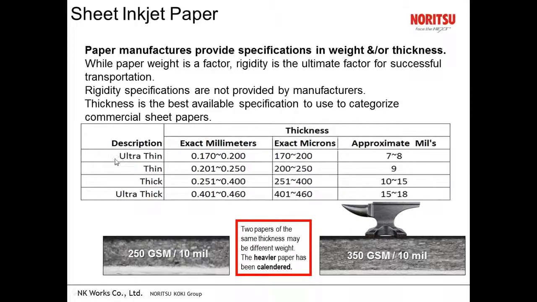Noritsu uses the terms ultra thin, thin, thick, and ultra thick to describe the thickness of its paper. And in those descriptions of the paper, here's what we mean by the actual measurement. I'm providing it to you in three ways: in millimeters, in microns, and in mils, which is not a metric term, it's a thousandth of an inch. What we refer to as a thin paper is 9 mil, and that's the general thickness of a photographic paper used traditionally for a very long time.